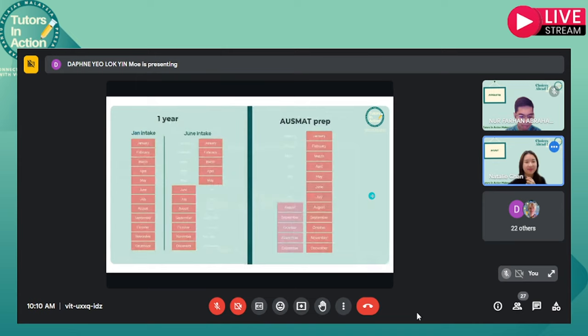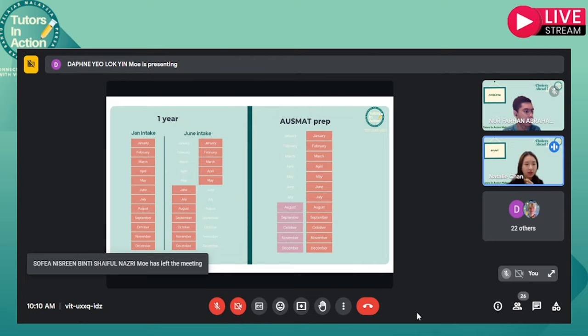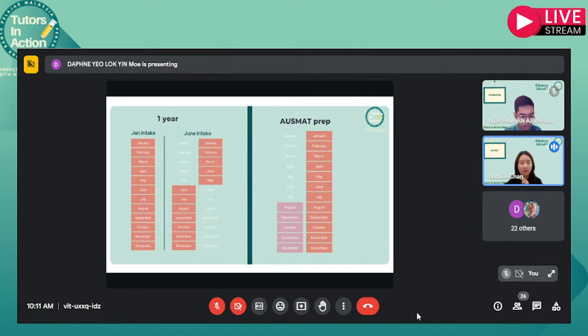Okay, so this is the brief timeline on which intake you will join. If you join the January intake, as you can see in the first block right there, you will start in January and you will graduate around November. Your results will come out in around December. So actually OSMET is not just 1 year, it's basically just 10 to 11 months. And if you join the June intake, you will start in June and finish in around April or May.